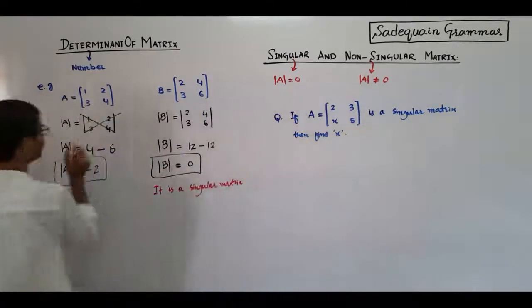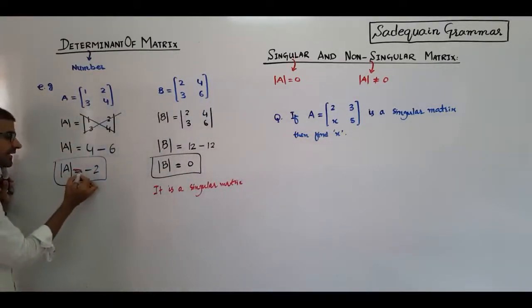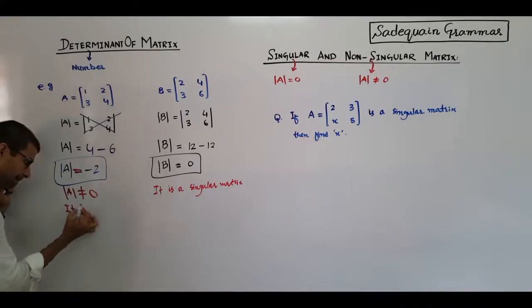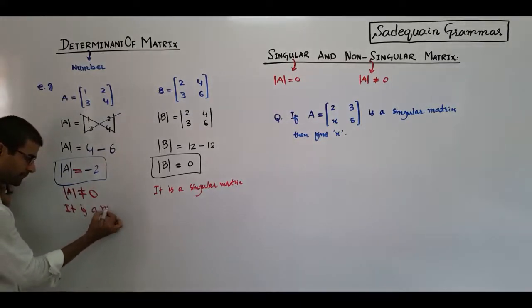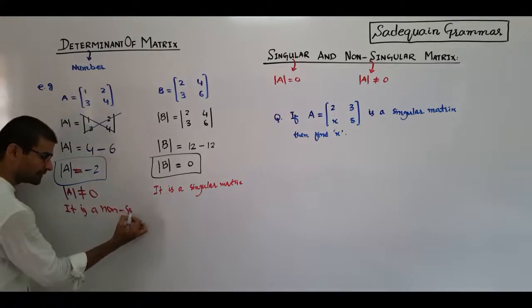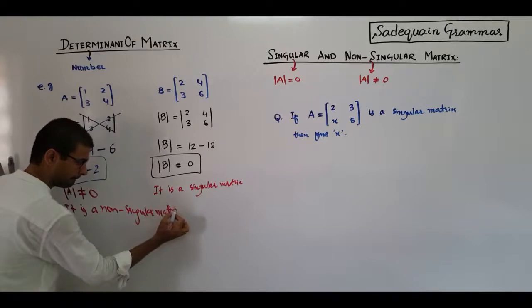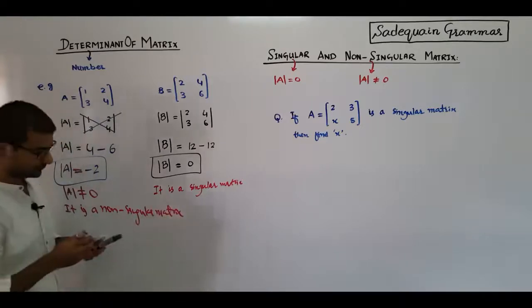And it is a non-singular matrix. The answer is not -2, which means not equal to 0. It is a non-singular matrix.